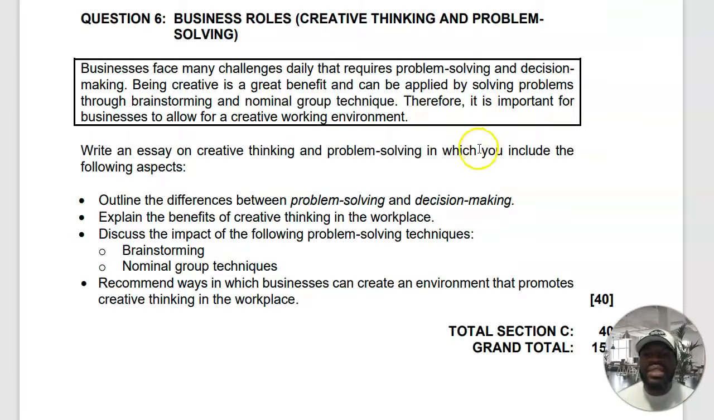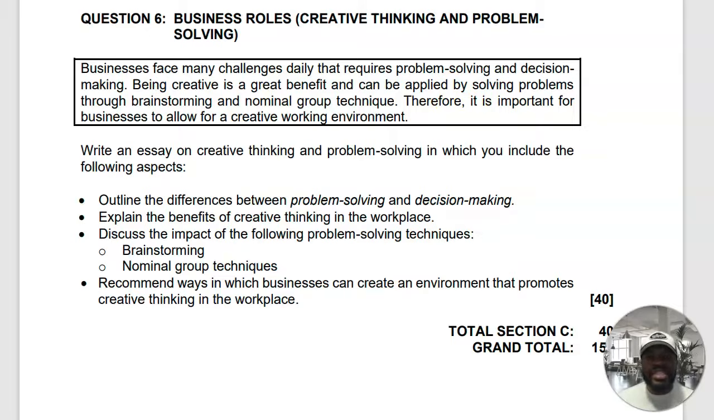So let's look at the question itself. Write an essay on creative thinking and problem solving in which you include the following aspects. Number 1, outline the differences between problem solving and decision making. Bullet point number 2, explain the benefits of creative thinking in the workplace. Number 3, discuss the impact of the following problem-solving techniques, which is your brainstorming and nominal group techniques. Number 4, recommend ways in which businesses can create an environment that promotes creative thinking in the workplace.